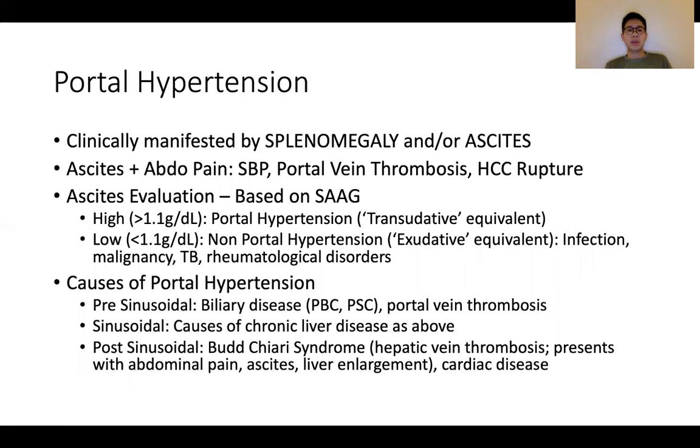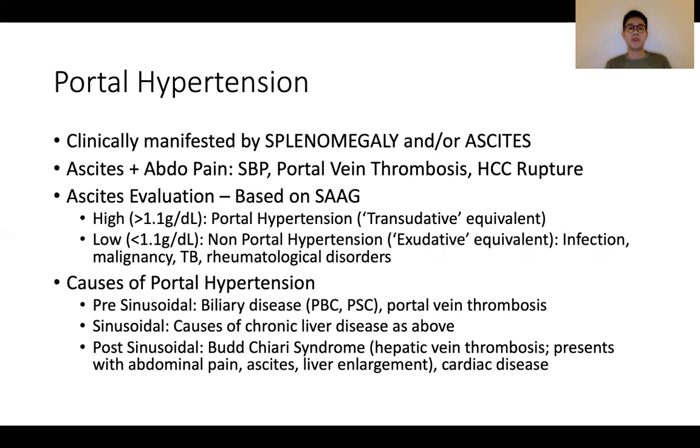So then we talked about portal hypertension. So it's chronic liver disease with or without portal hypertension. As mentioned, splenomegaly and ascites would be cardinal features of portal hypertension. It's important to know important differentials for ascites with abdominal pain, namely SBP, portal vein thrombosis, and HCC rupture. This can come out in your questioning.